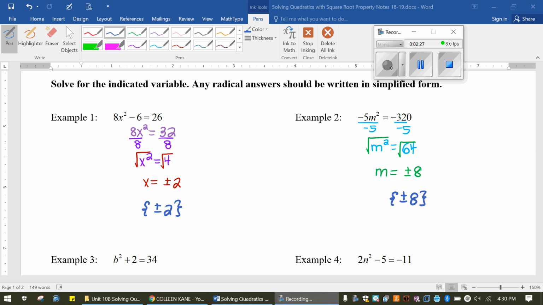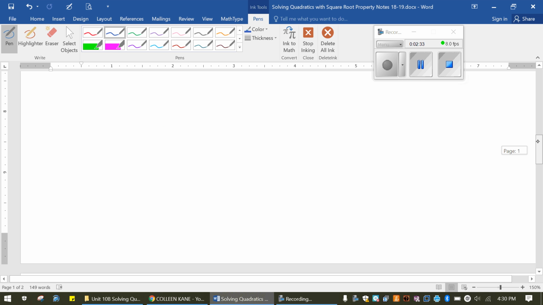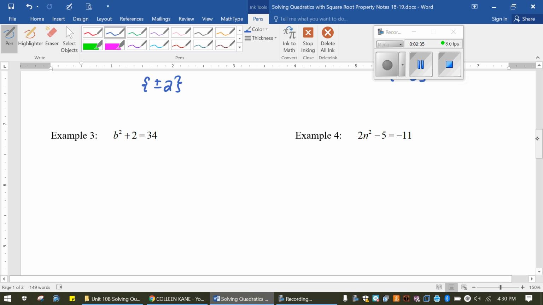So both example 1 and example 2 were perfect squares. It's not going to happen on numbers 3 and 4. So let's move on to those 2. On number 3, we're going to subtract 2 to isolate our squared term. And then when we take the square root of both sides here, this is going to look a little bit like the previous night's notes and homework on breaking down square roots.